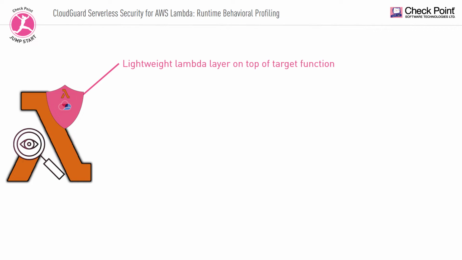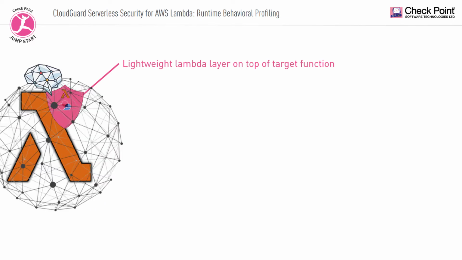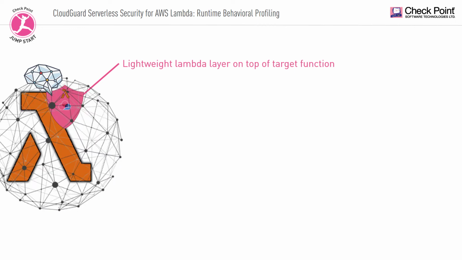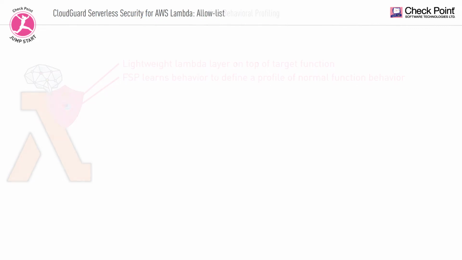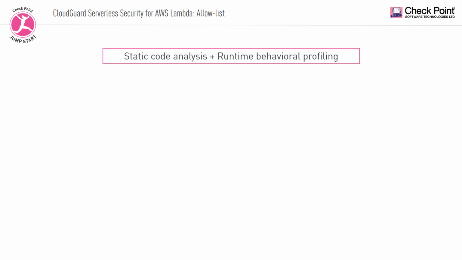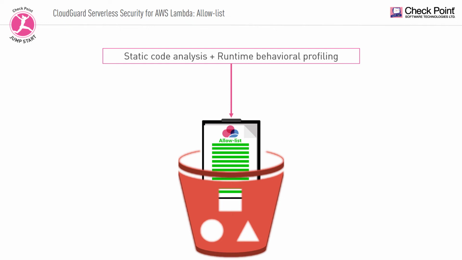Once FSP is deployed, the solution enters its learning period, where it examines invocations of the protected functions. It analyzes the function's behavior to define a profile of what would be defined as a normal behavior. Together with the static code analysis, an allow list is generated automatically and is stored in a dedicated S3 bucket.